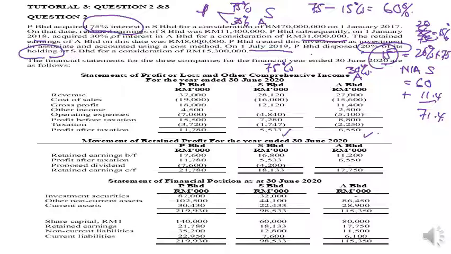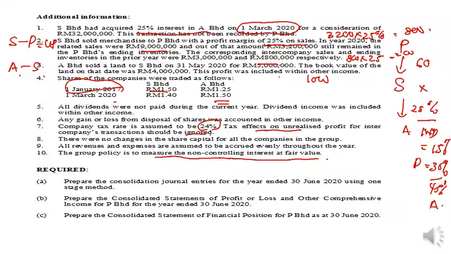Okay, so this is what you have for the income for the three companies, P, S and A. A is an associate, and S is a subsidiary with 75%, A is only 30%. So this one is before additional information. Okay, this is the profit for A, and this is the profit for S. So we're going to proceed to the next one. We're going to look at the additional information. So we're going to analyze this one.